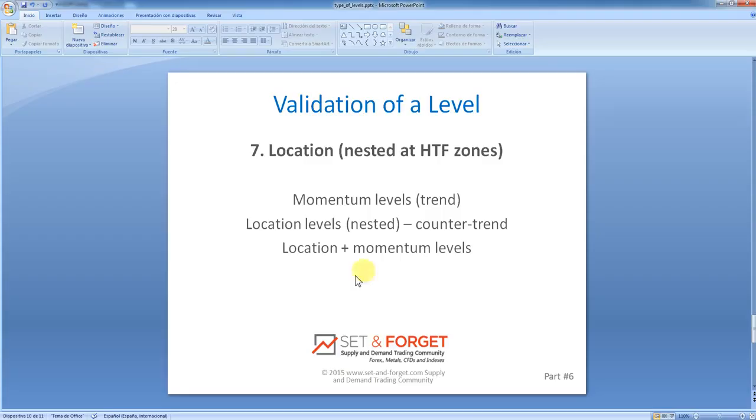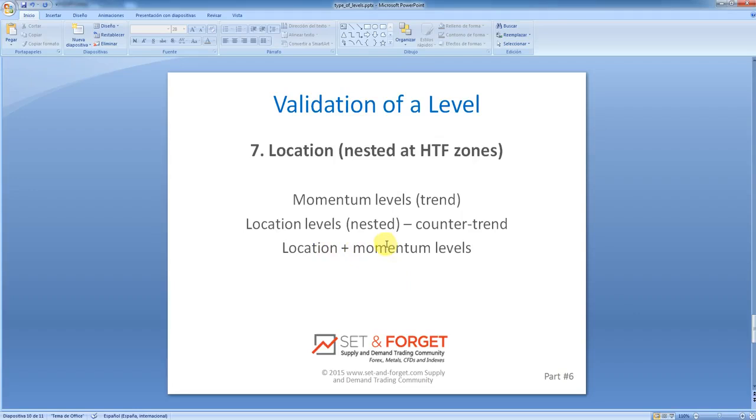So if we have, for example, a monthly and a weekly uptrend, and then we lose momentum on the daily, we have to wait for a weekly area of demand before we go long. Okay, we apply the rules, the realignment rules. So if we find a daily area of demand nested at a weekly area of demand with a weekly and a monthly up, that is a location and momentum type of trade.